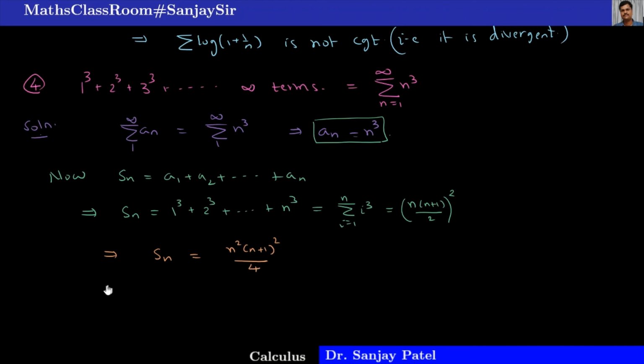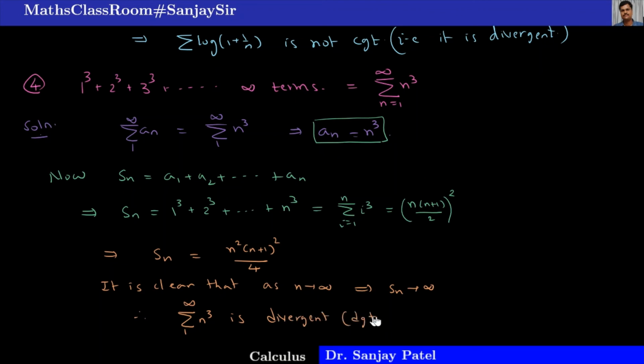And it is clear that if you take the limit of this Sn, then it tends to infinity. So as n tends to infinity, Sn tends to infinity, because the denominator is fixed, the numerator keeps on increasing. So you can understand that this will tend to infinity. And therefore, the given series sigma n cube, 1 to infinity, is divergent. This I will write in short from now onwards as DGT. It is a divergent series.